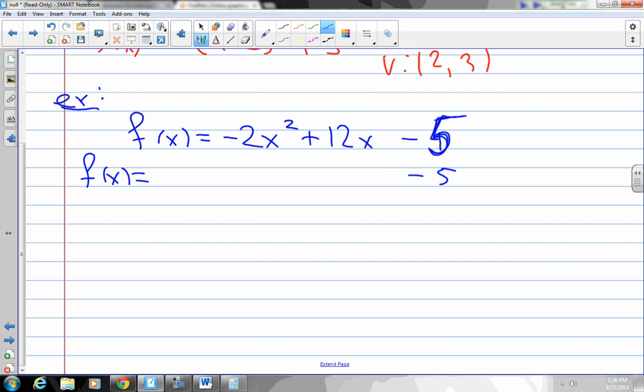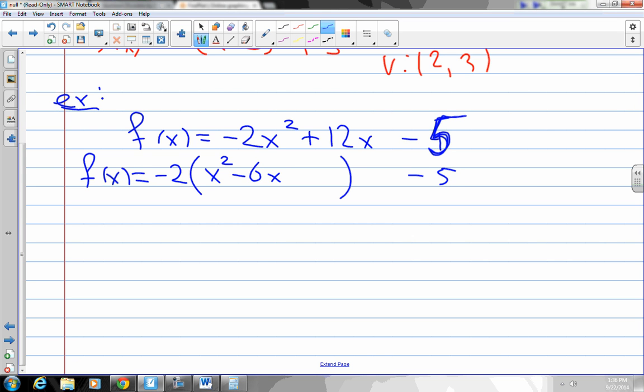Well, you don't have both sides to divide by. So the only way to remove this coefficient from x squared is to factor it out. Just by looking at the first two terms, I'm going to pull negative 2 out. So that leaves me with x squared minus 6x, right? And I'm going to leave a little room in there so I can complete the square. So I'm just going to complete the square inside this little parenthesis.